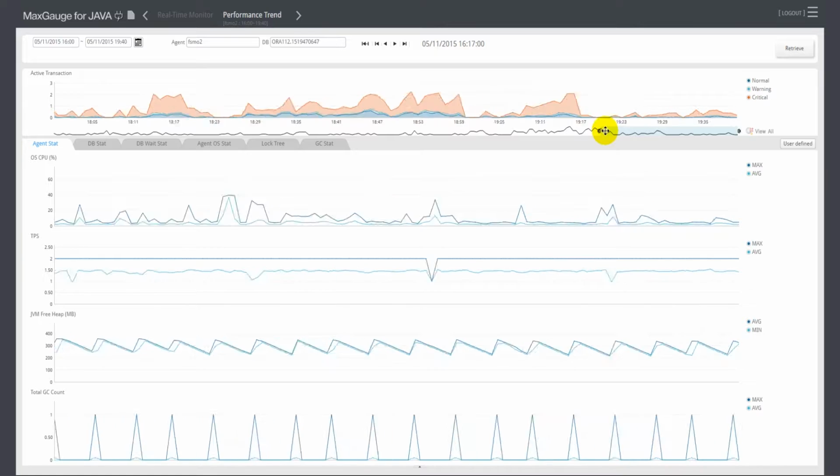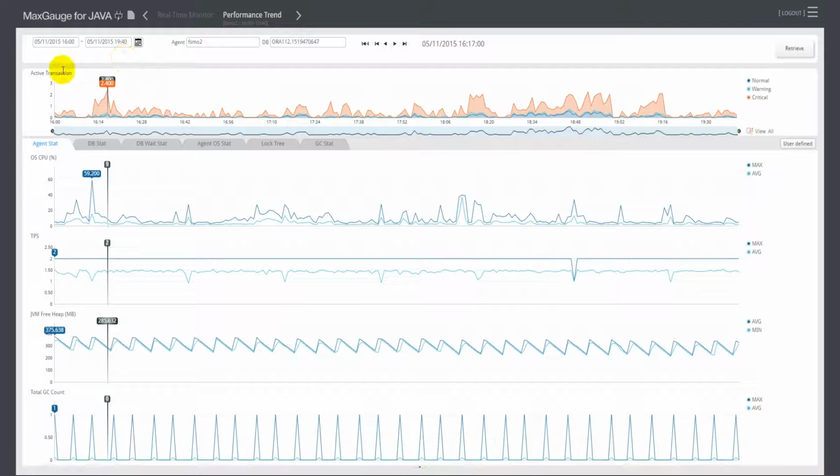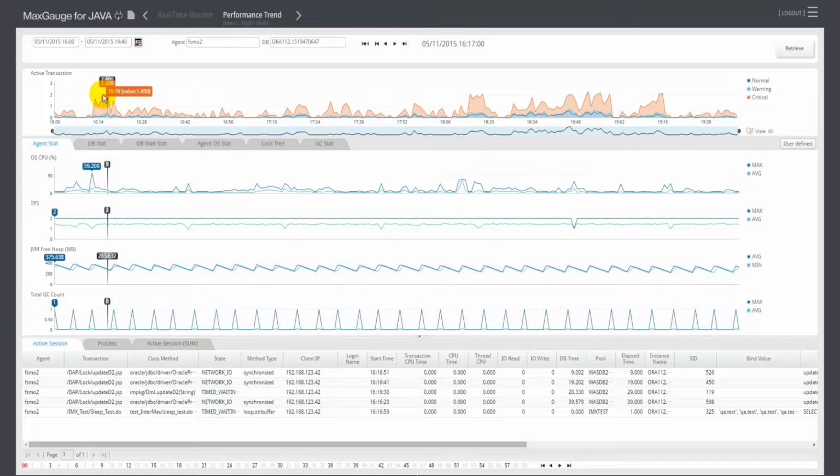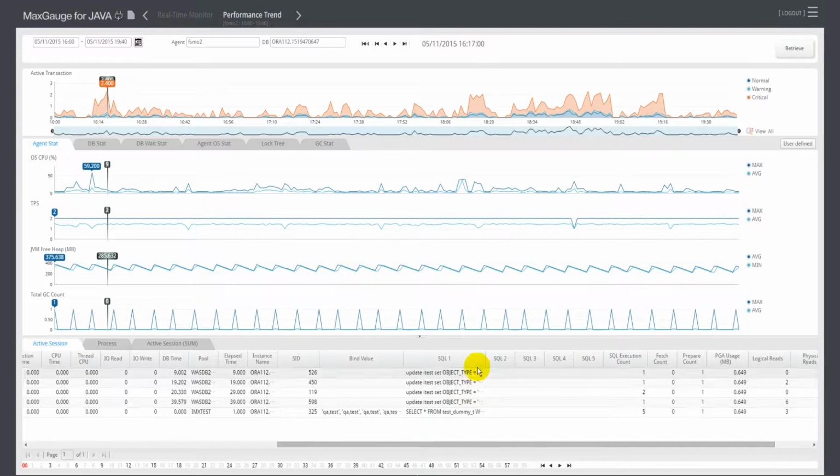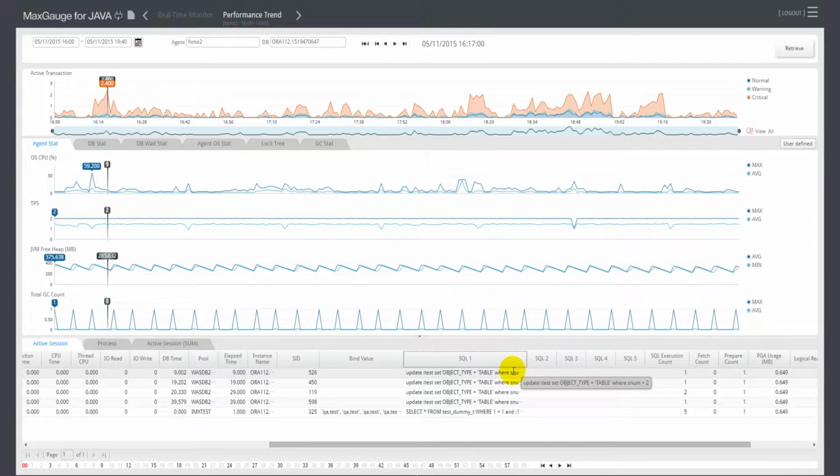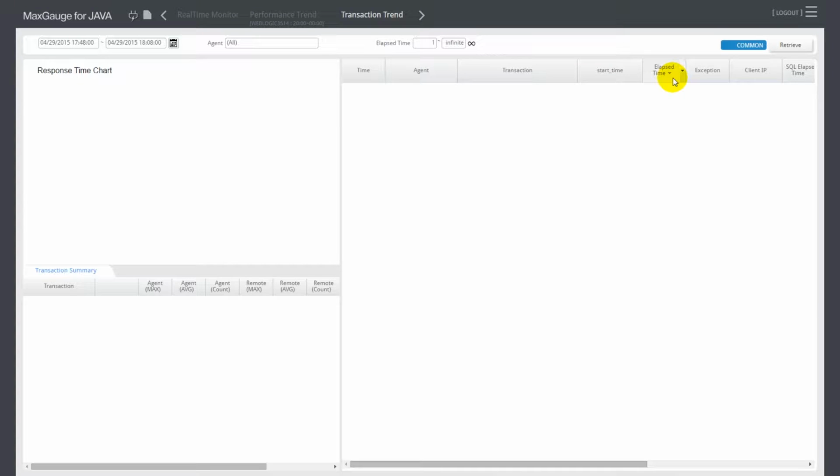The Performance Trend screen provides the trends of indicators such as active transaction count, CPU usage rate, transaction per second, JVM heap usage rate, and garbage collection, and the active transactions detailed information. When you double-click the peak point of the performance indicator which you wish to analyze, you can check the call tree method and thread status of the transaction executing at the corresponding time point, the latest SQL text executed, and other information as well.